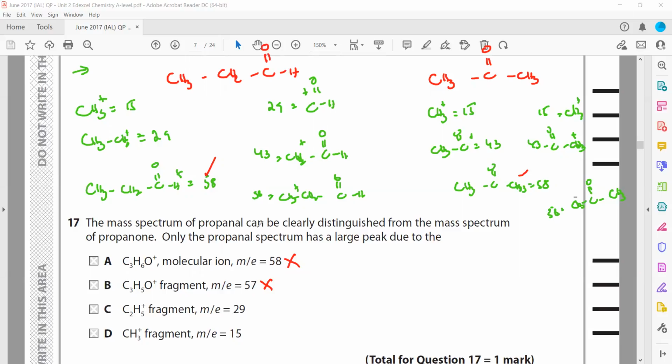Then when we check the third one, 29, so 29 is here, but you don't find 29 in propanol. So it means it can only be there in one of them, but it cannot be there in the other. And 15 is already there. You can see this 15 is there in both, so we cannot use these peaks. We can only have the fragment at 29 to distinguish which propanol it is.